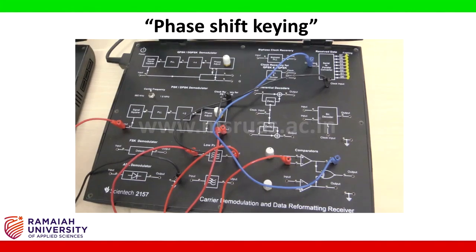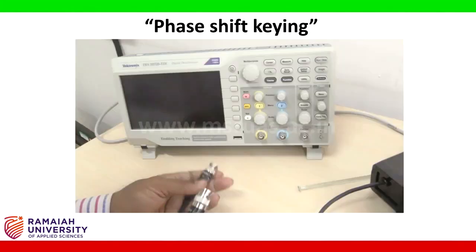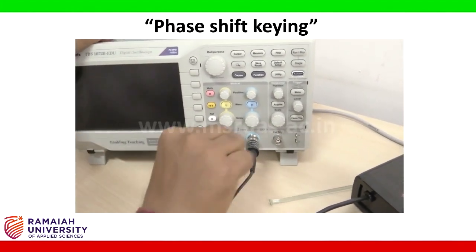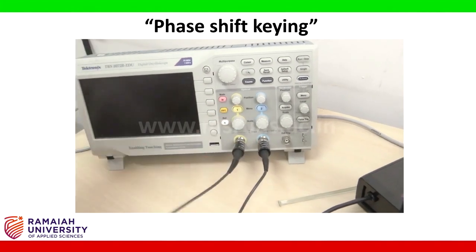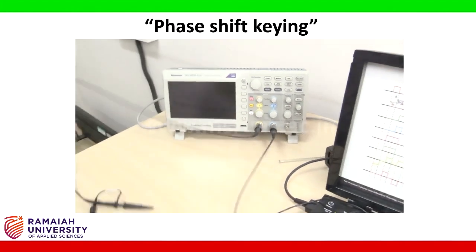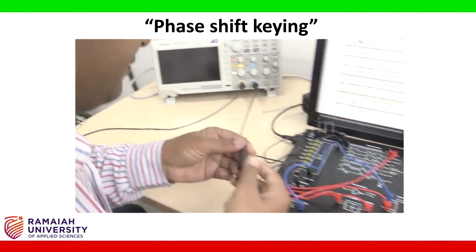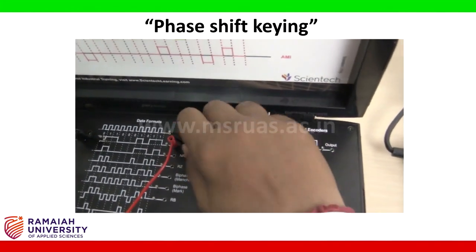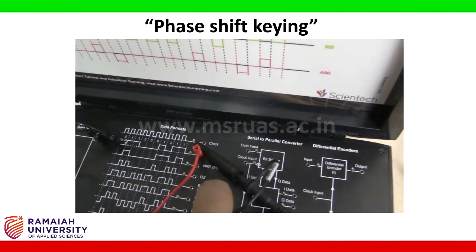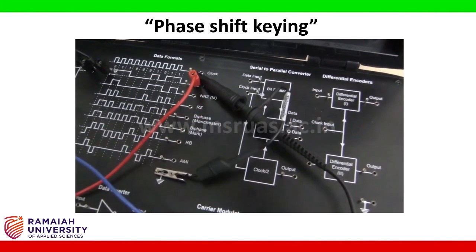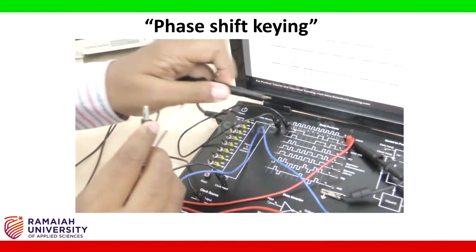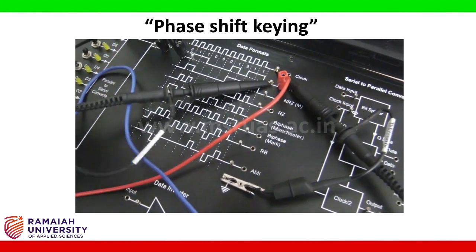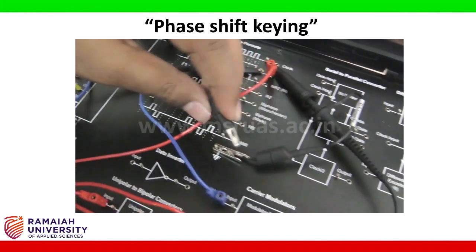Now I have to connect the oscilloscope probes, for channel 1 and channel 2. Connect the channel 1 probe to the clock signal and the negative to the ground. Connect channel 2 to the NRZL modulation data scheme and to the ground.